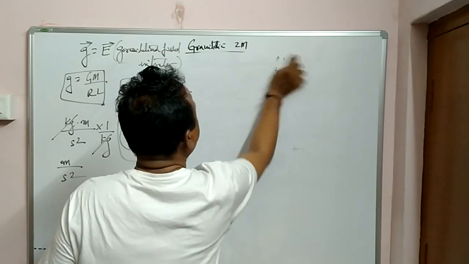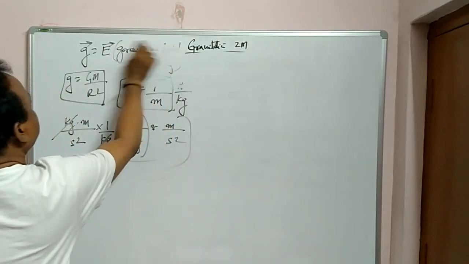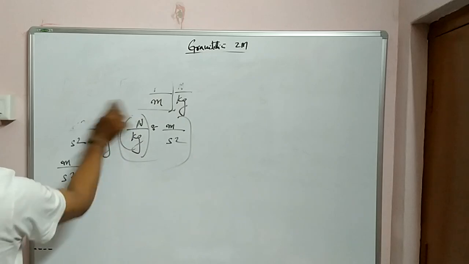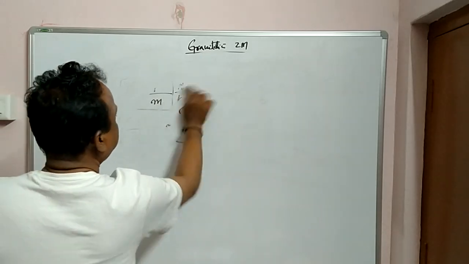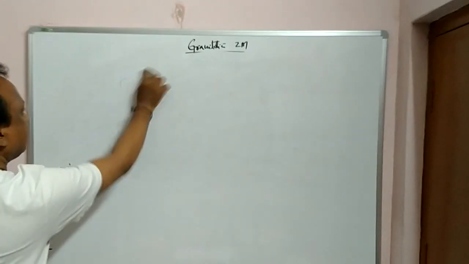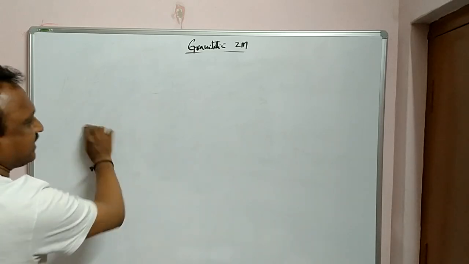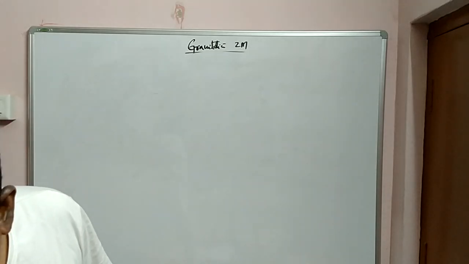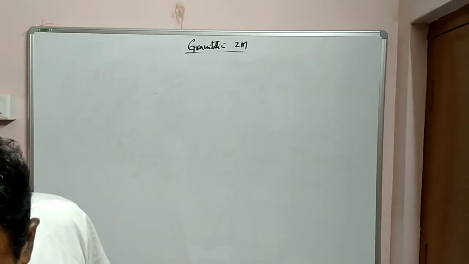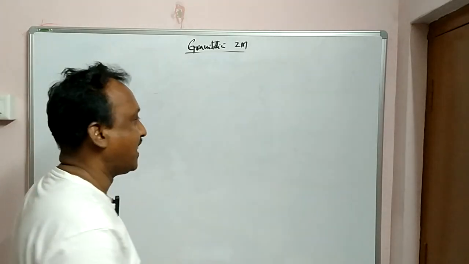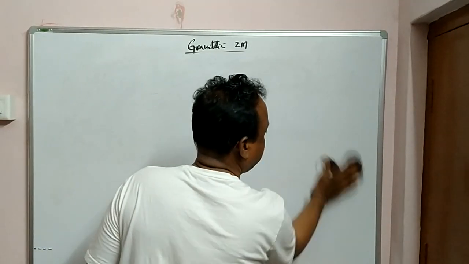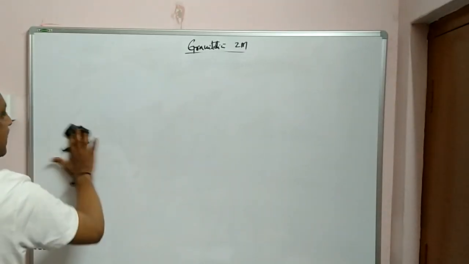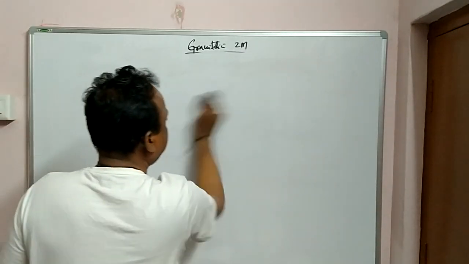Now we have learned many things: Newton's gravitational law of point masses, acceleration due to gravity, and gravitational field intensity. And as I said, gravitational force is always an attractive force. It is always attracted towards the mass of a body. Now we'll go further.